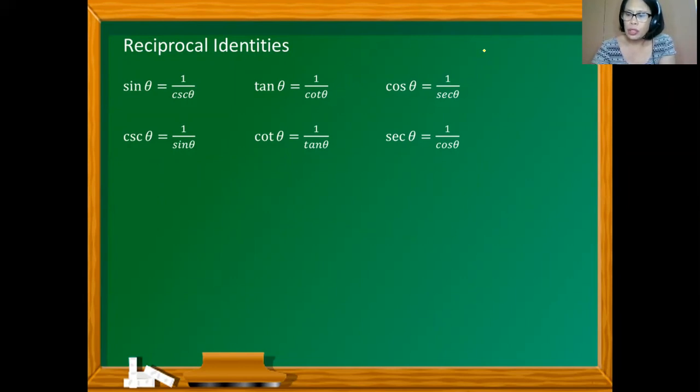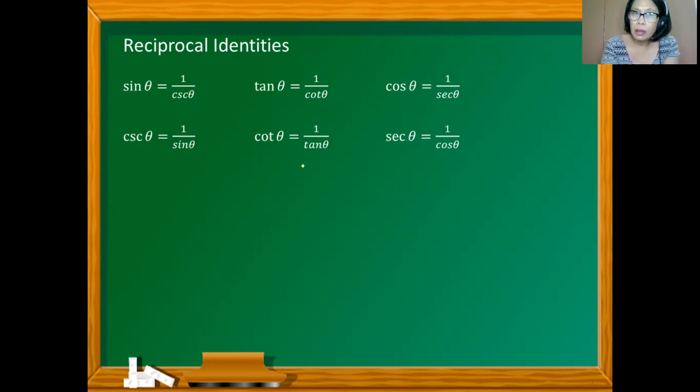Now using those keys, since the reciprocal of any non-zero number is shown in the display, we have the idea on the reciprocal identities such that sine theta is equal to 1 over cosecant theta. Tangent theta equals 1 over cotangent theta. Cosine equals 1 over secant. Cosecant equals 1 over sine theta, and secant theta equals 1 over cosine theta.